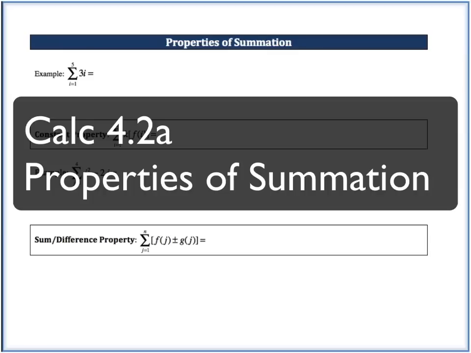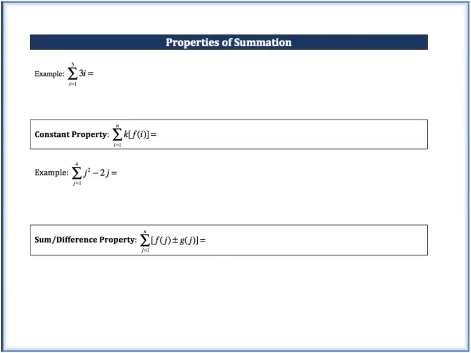Now we just want to talk about a couple properties of summation. So let's go ahead and expand this sum here to see if we can see what happens when you take a constant multiplied by a variable. So this would be 3 times 1 plus 3 times 2 plus 3 times 3 plus 3 times 4 plus 3 times 5. Okay, so notice we stopped here at 5.